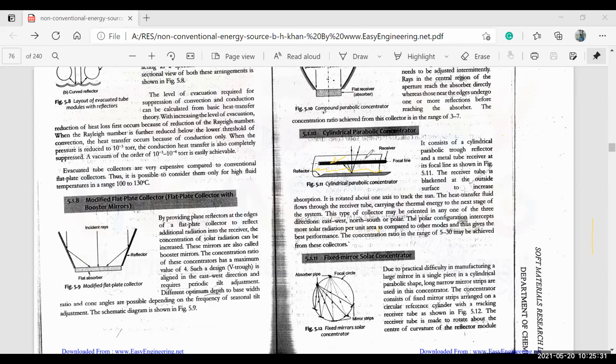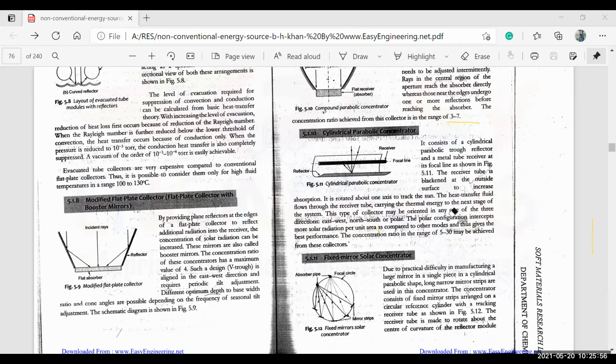See, the concentration ratio for this was 37 and for this it is 330. These are the armature area, the entire armature area, and this is the receiver. So this ratio will always be greater than that.